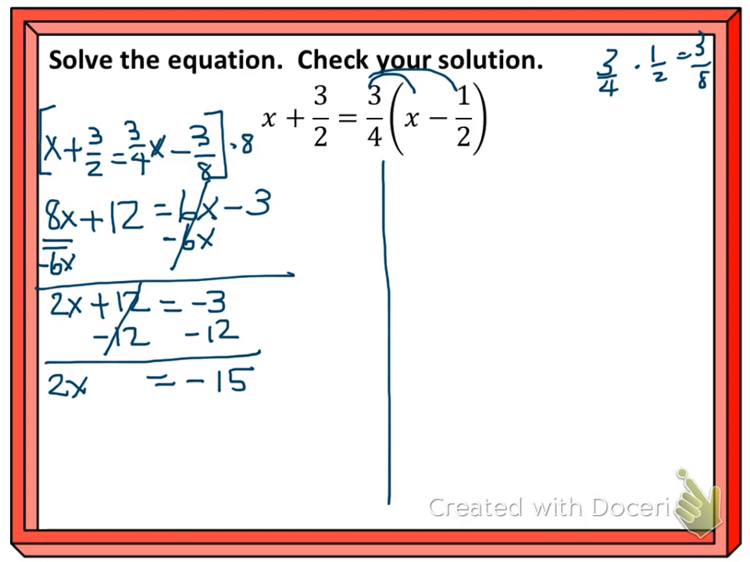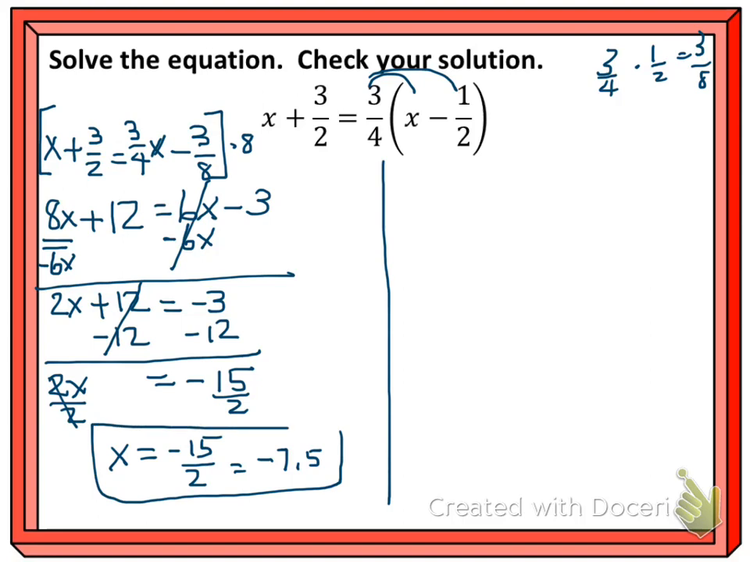And then finally, that 2 that's in front of the x is multiplied, so I'm going to divide. Divide both sides by 2. These 2's will cancel, and I get x is equal to negative 15 halves. I can leave that as a fraction like that. That's okay. Or if you wanted to divide that, it would be negative 7.5 to get a decimal. I don't care how you write your answer. That's acceptable.